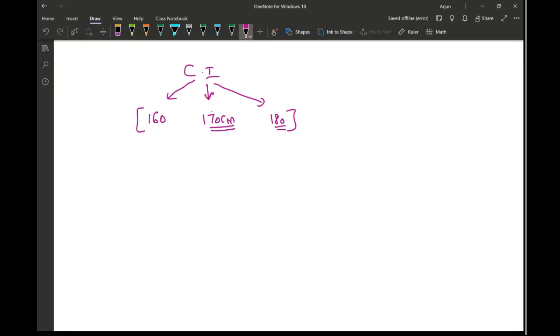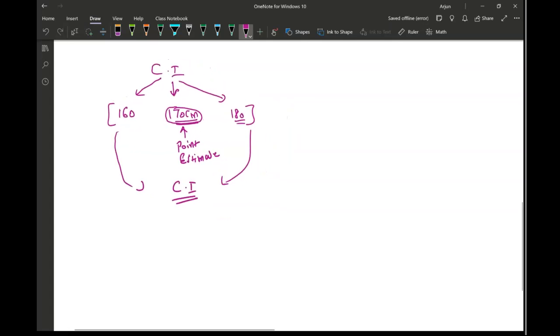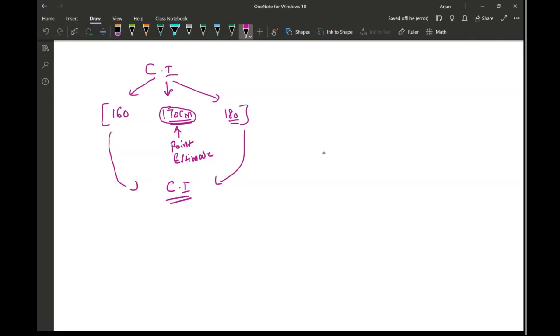Now, this 170 centimeter is called point estimate. And this is the interval, confidence interval. As I previously said, it can be 95, 90, depending upon what you are trying to figure out. Now let's see how we are going to find out the confidence interval, and before that we're going to look into certain terminologies.